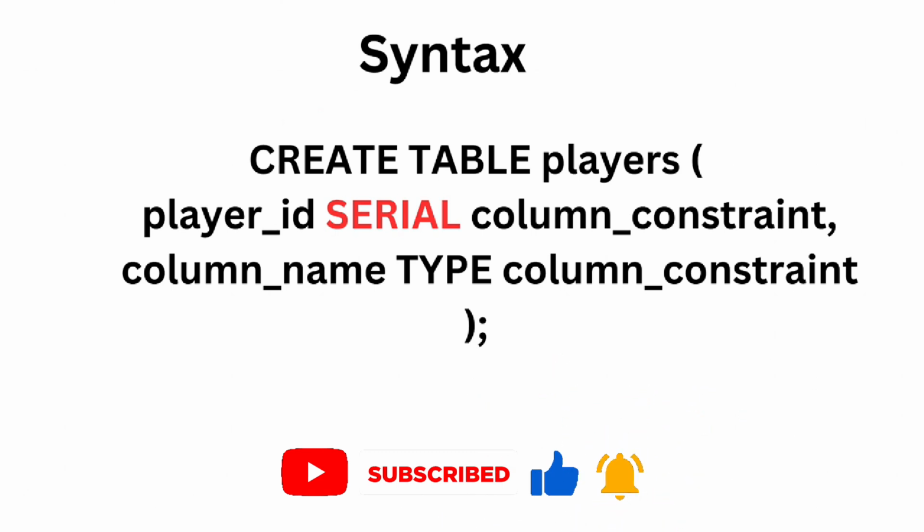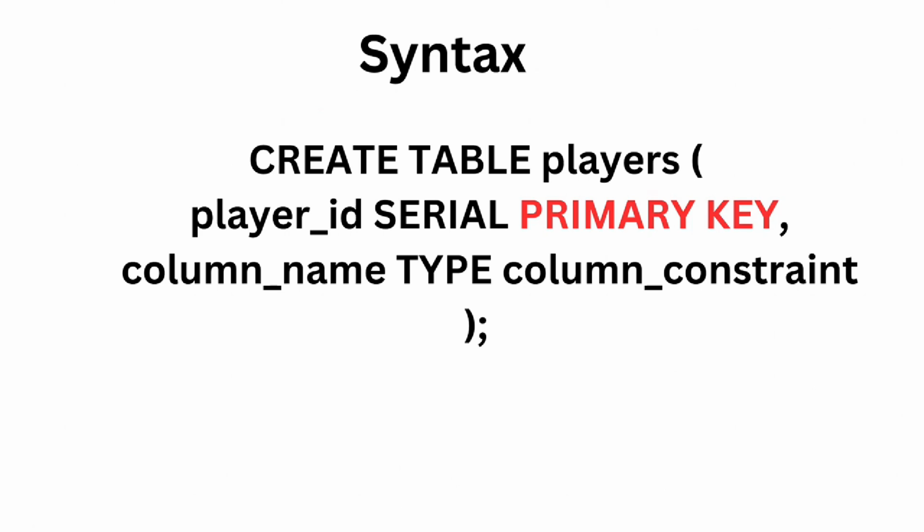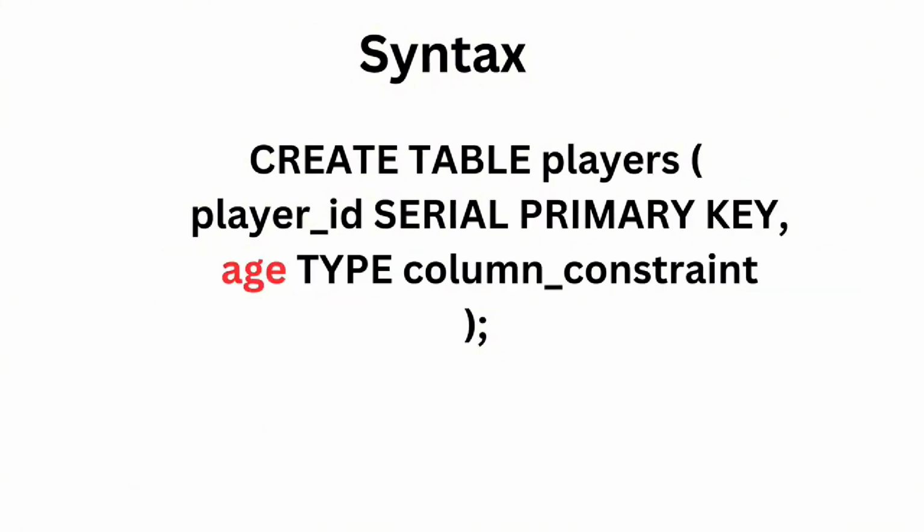Because this is our primary key, we actually type that in as a column constraint. So we set the table to verify this is a primary key. And then finally, let's go ahead and add in one last column. Let's put the age of the player.